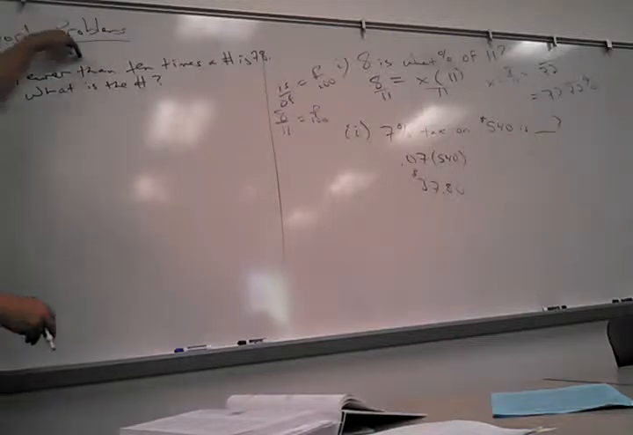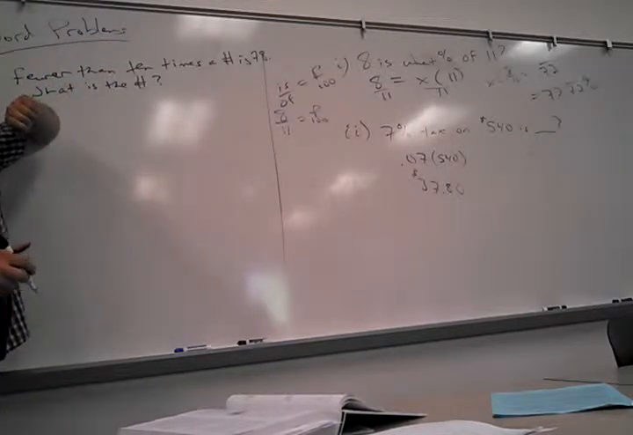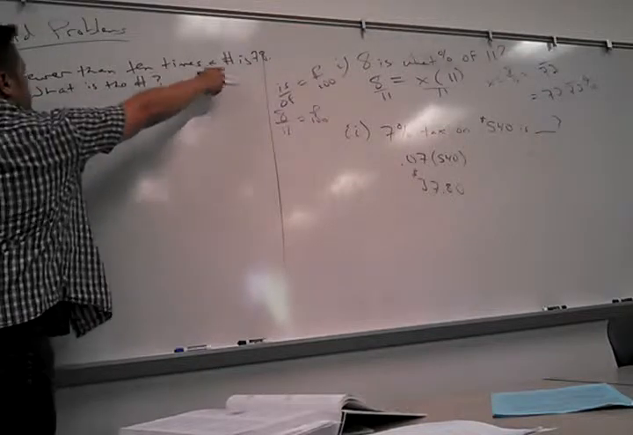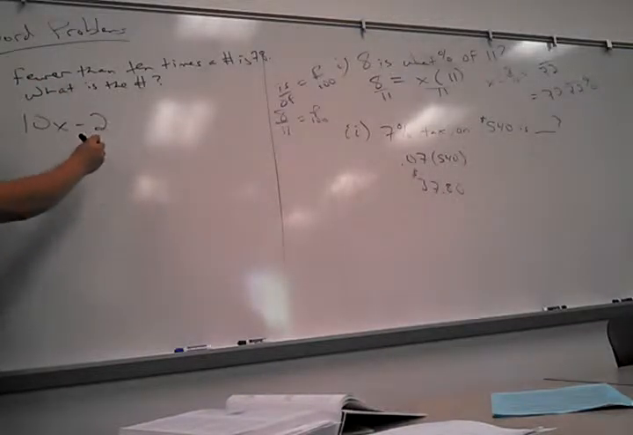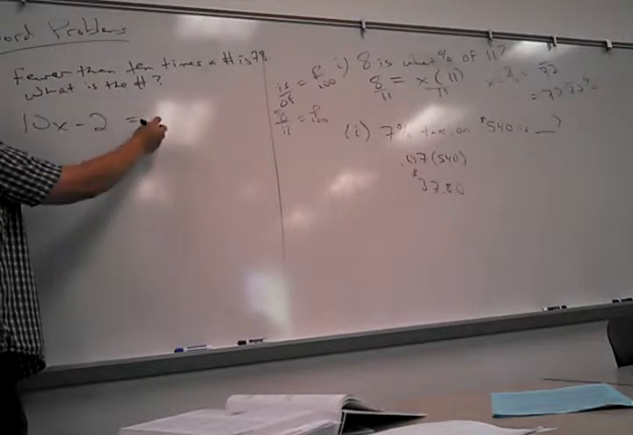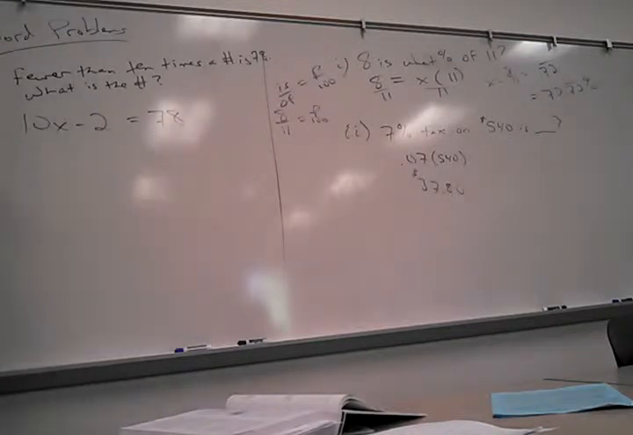How do you translate this back into math? 2 fewer than 10 times a number. Yeah, so 10 times a number is 10x. Minus 2. Good. 2 fewer than this would be minus 2 equals 78. And then you just got to solve that. Right?